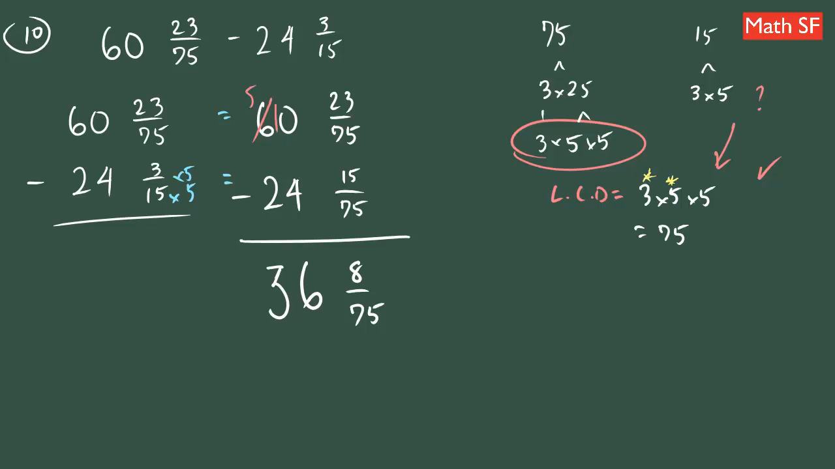However, you ask yourself once again, is this an improper fraction? No. Is this reduced? Maybe. Well, this 8 is 2 times 2 times 2, and the bottom part is 3 times 5 times 5. So they don't have any factor in common. Therefore, yes, this final answer is completely reduced to its lowest terms, and this will be your final answer.